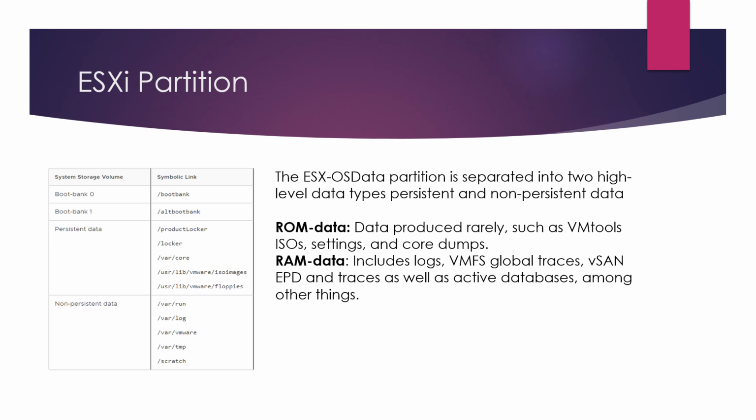An ESXi OS data partition, which is separated into 2 high-level data types, persistent and non-persistent data. So the ROM data, which is persistent, keeps the data which is produced rarely, such as VM tools, ISOs, settings, and core dumps. RAM data include logs, VMFS global traces, vSAN, EPD, and traces, as well as active databases.